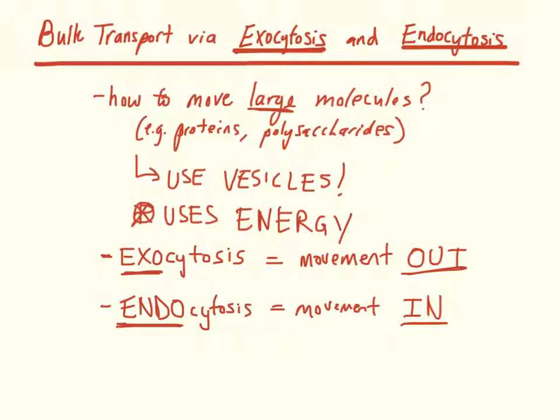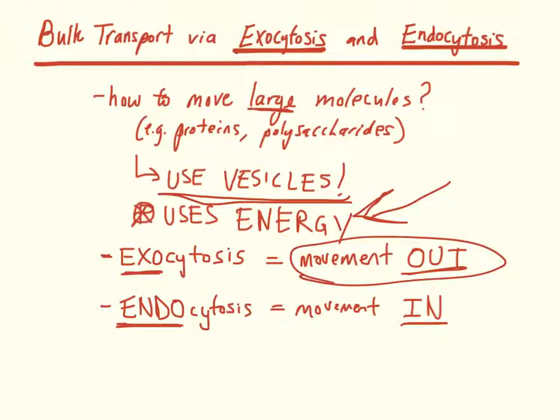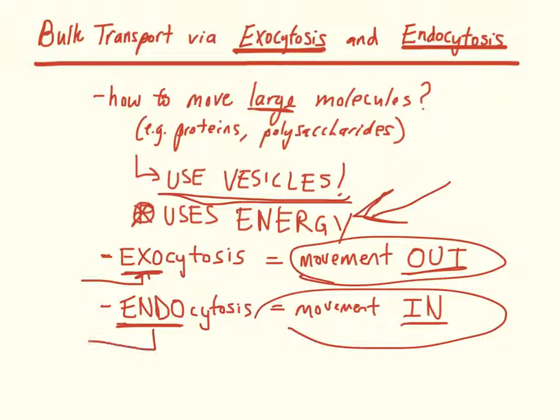And so what the cell has to do is use vesicles to move these large molecules in and out of the cell. And as you might imagine, this uses up energy because you have to physically move these huge things around the cell and have the vesicles fuse with the plasma membrane or form the vesicles from the plasma membrane itself. So it makes sense that it uses energy. Now you can either have movement out of the cell and movement into the cell. So movement out is called exocytosis, and movement in is called endocytosis.